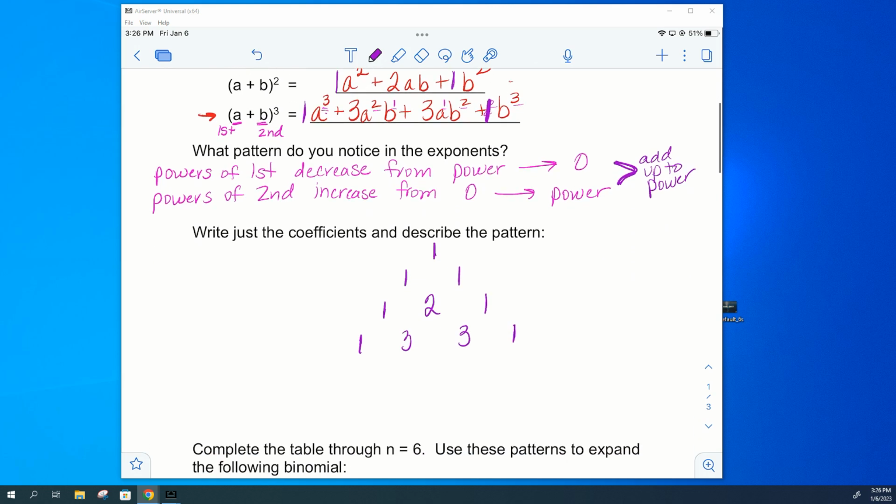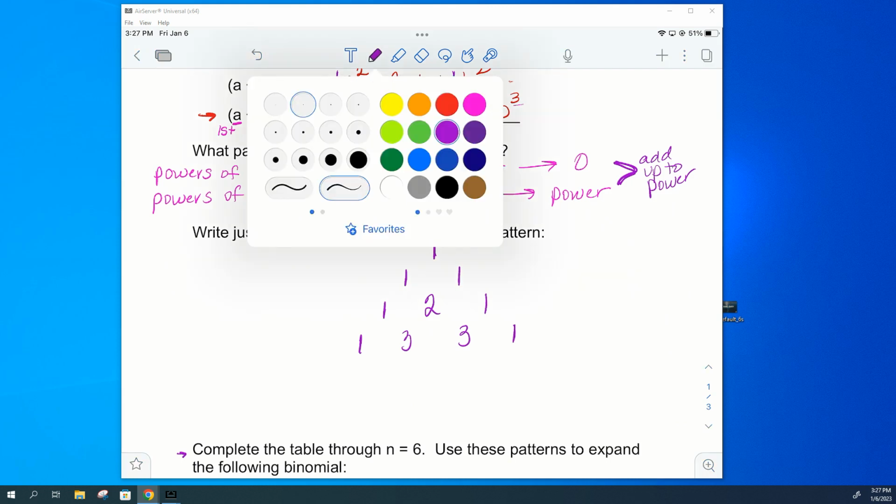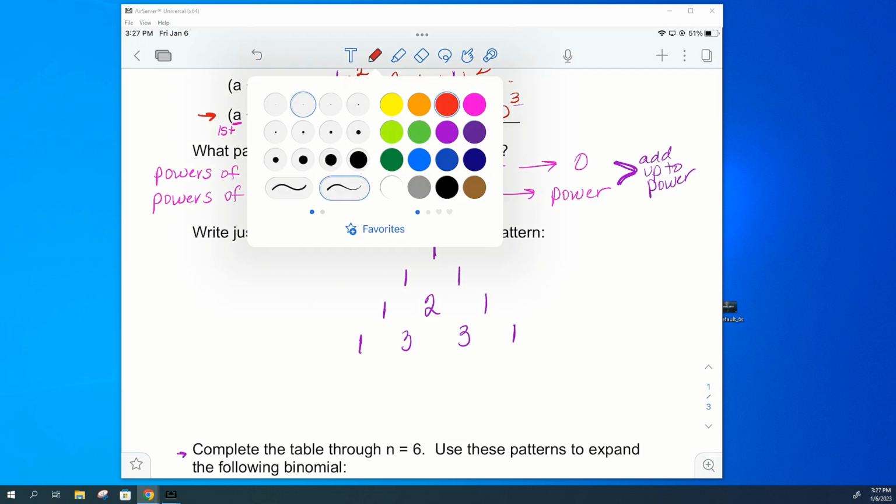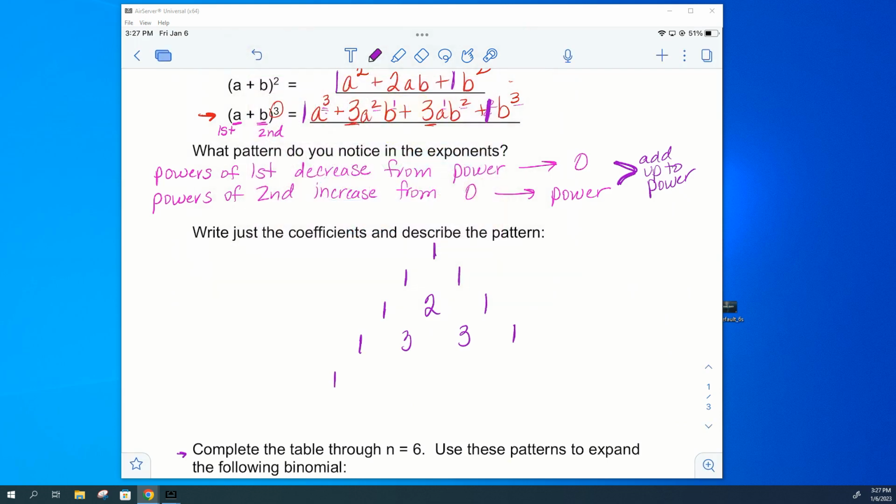That's interesting. It says complete the table through n equals 6. I'm going to kind of go down to here. It's like, well, gosh, I don't know. Well, what do you notice about the first and the last? Okay. In other words, when this is 3, do you see how I have 3's there? Well, the first and the last are always 1. Every single time I have 1 and 1. So what do you think the second term is? Or the second number here, 4 and 4.